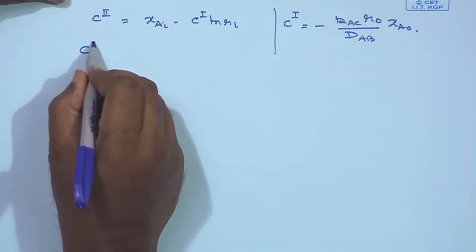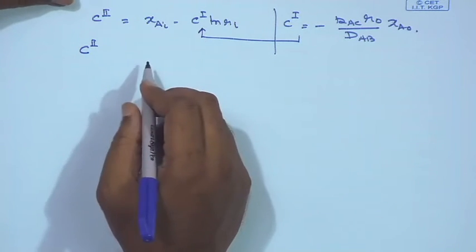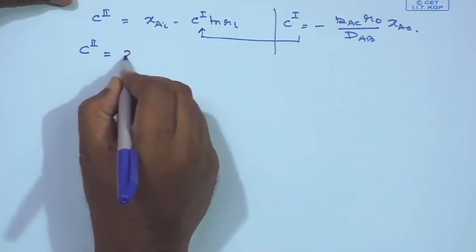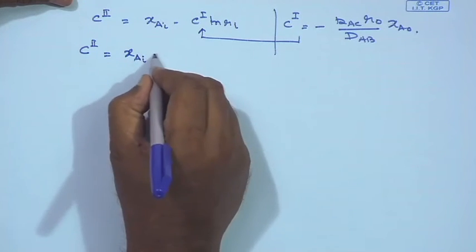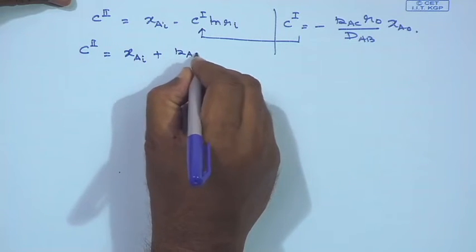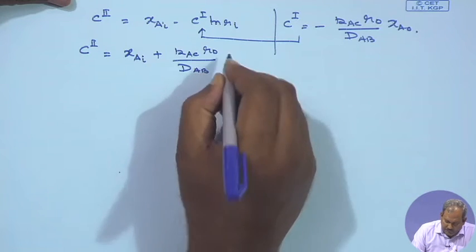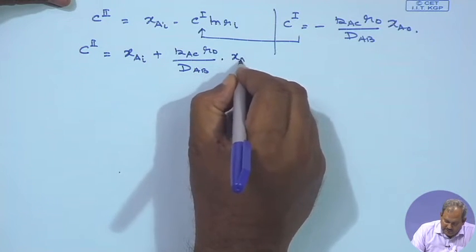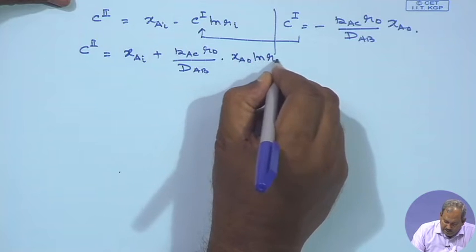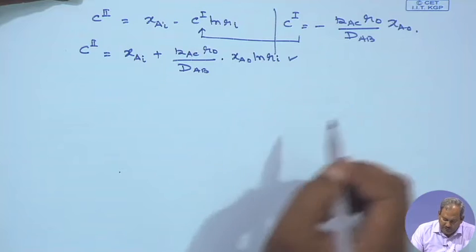So, with this, I come to the expression of C2, and once I put this in here, what I am going to get is C2 is equal to xAI plus, because of this minus, Kac r naught by DAB times xA0 ln rI. So, now I have an expression for C2 as well.